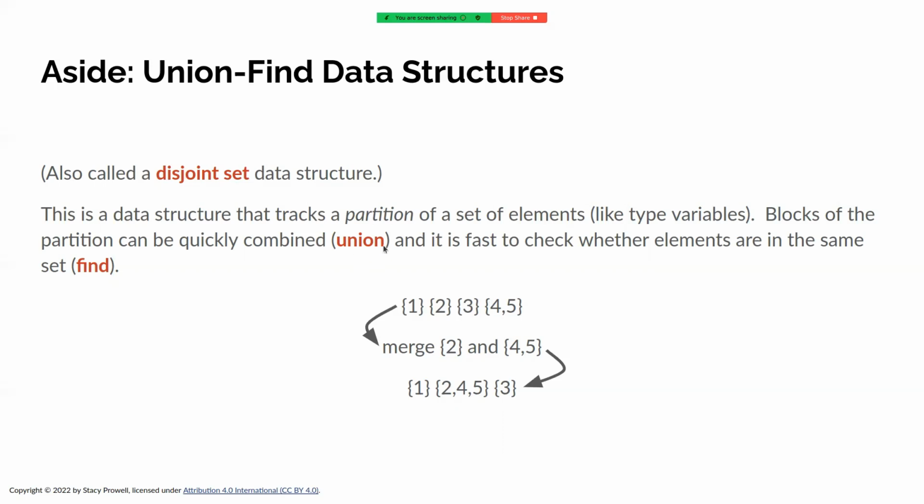Union is a fast operation. So if I take the block 2 and the block 4, 5, I can merge those and wind up with this new partition down here. 1 in a block by itself, 2, 4, and 5 in a block, and then 3 in a block. And this is a fast operation in this data structure. It's also fast to check whether 2 elements are in the same set. It's a find operation. So if I said 1 and 2, it would really quickly tell me no. If I said 4 and 5, it would really quickly tell me yes. So it's fast for me to check the equivalence of 2 objects.